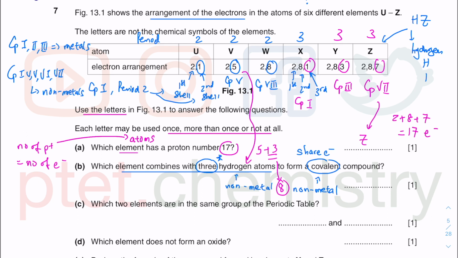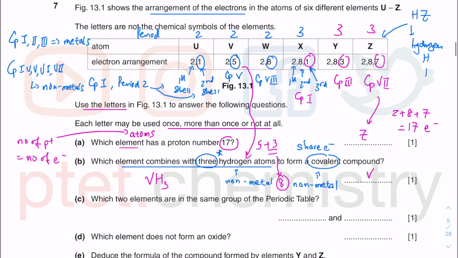So that's why V must be the answer there, because you want to form VH3. V shares 3 electrons, 1 from each of the hydrogens there. Now, which 2 elements are in the same group? Same group means the same number of valence electrons. The outermost electron is the same. This is group 1, this is group 1. So we're looking at U and also X.